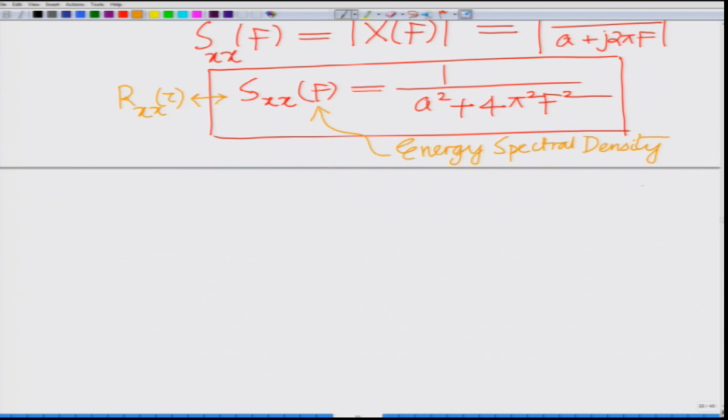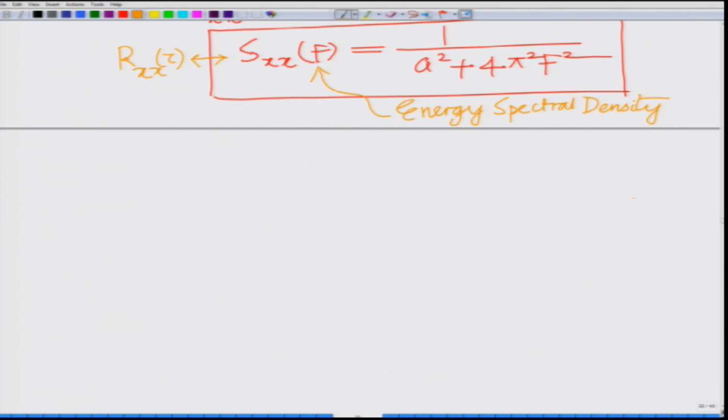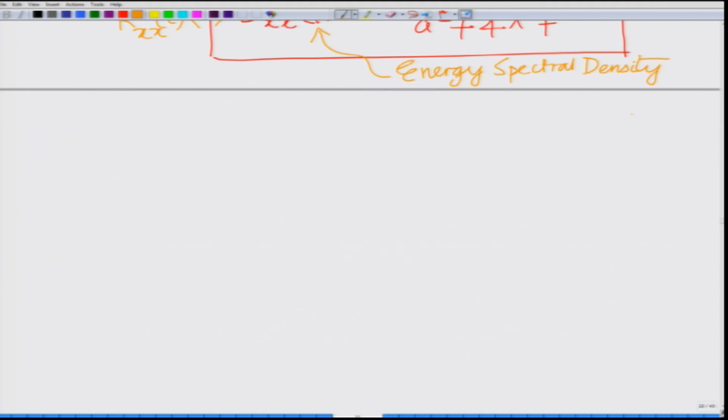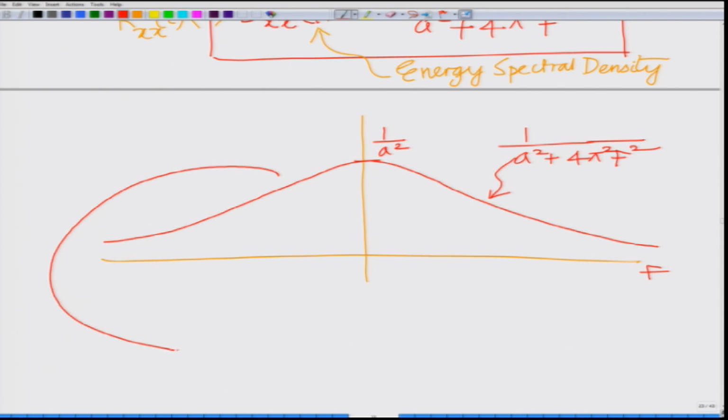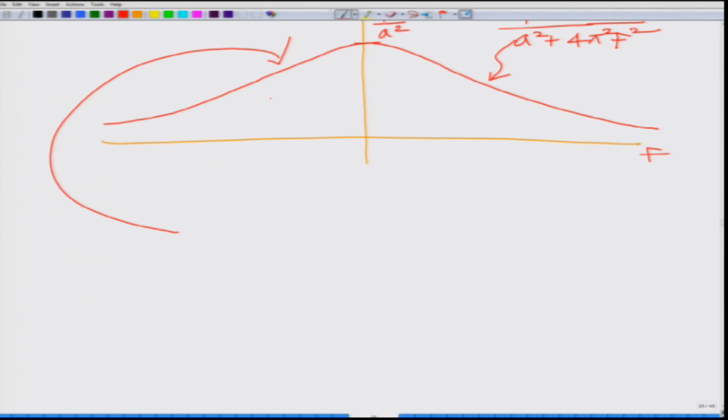Now, we have already seen that this energy spectral density characterizes the distribution of energy in the frequency domain, there is a spread of the energy in the frequency domain. So, if you plot this Sxx(f), at f equal to 0, this is 1 over a square, and it decays as f increases towards infinity. So, at 0 it is 1 over a square, and this is 1 over a square plus 4 pi square f square, and this gives the spread of the energy in the frequency domain.